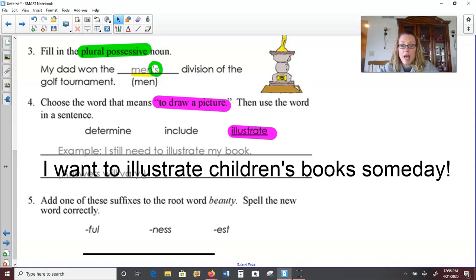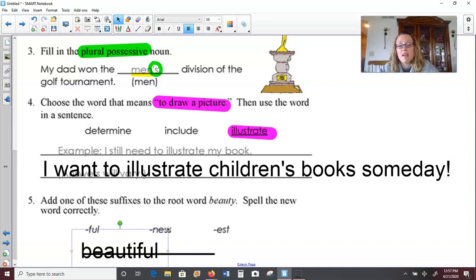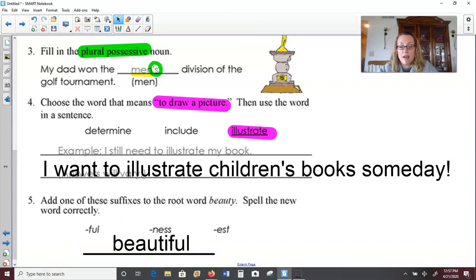Number 5, we need to add one of these suffixes onto the root word of beauty and spell the new word. So would we say beautiful, beautiness, or beauteous? I'm sure we've seen this common word before, beautiful. So beautiful, we're going to add the suffix ful, but notice how I had to drop the y on beauty, and we change that y to an i before we add the suffix ful. Okay?